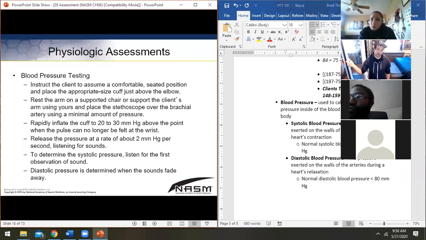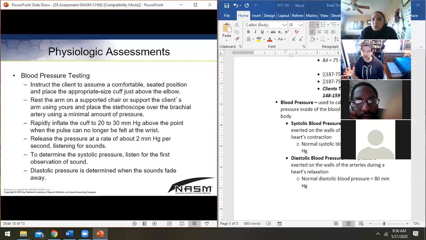Then, when their heart rate disappears again, you're going to go 20 to 30 millimeters of pressure just above that. The reason you do that is it gives you time to react and let the pressure out. So once you stop hearing it and you're 20 to 30 above, you're going to release it at a slow rate of about 2 millimeters of pressure per second. You listen, and as soon as you can hear their heart rate again, that's the top number. So let's say you inflated it to 140, and then you slowly let the pressure out. As the pressure gets to 120, you can start to hear the heart rhythm again. That is their systolic blood pressure.